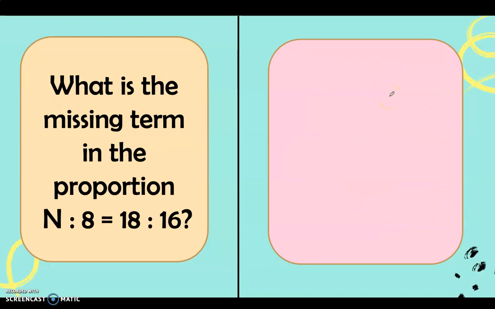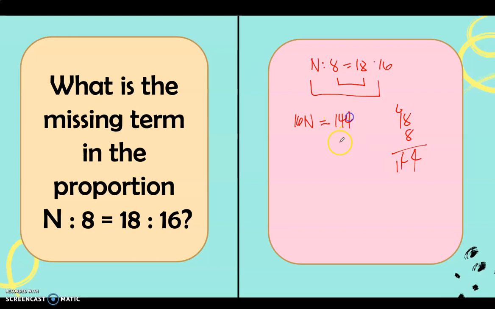Okay. Next, we have n is to 8 is equal to 18 is to 16. Multiply the product of the means and the extremes. We have 16n is equal to 18 times 8, which is 144. So divide by 16. 144 divided by 16 is 9. No more remainder, therefore the value of n is 9.